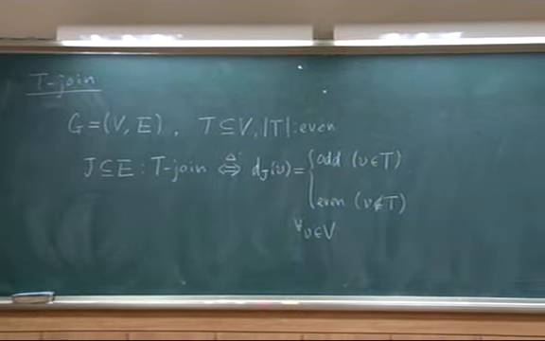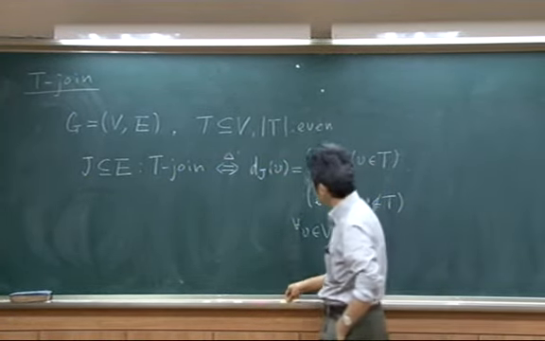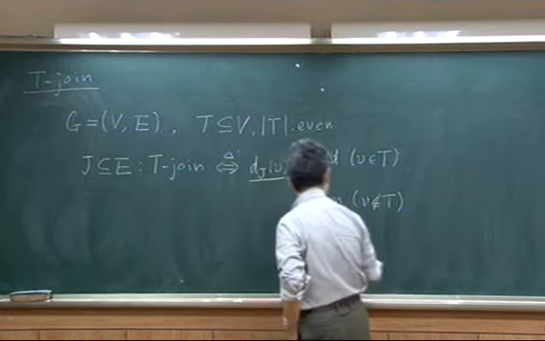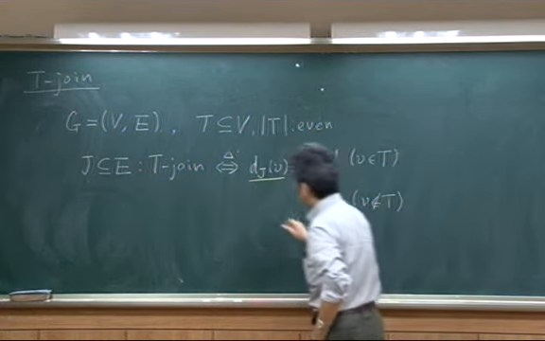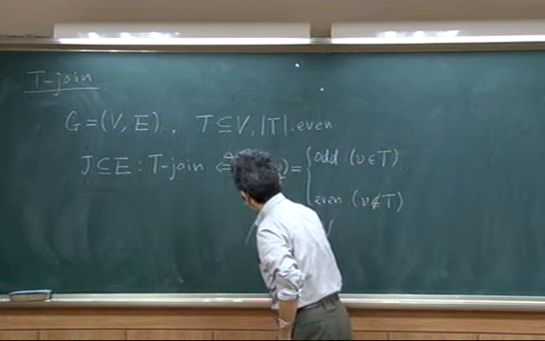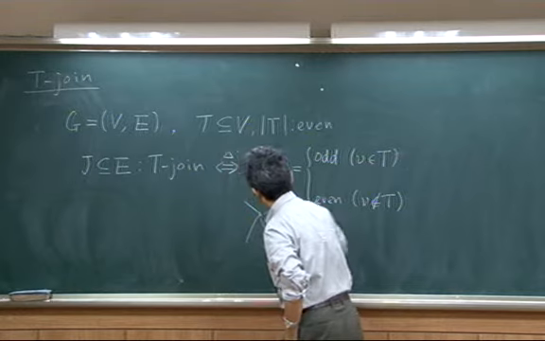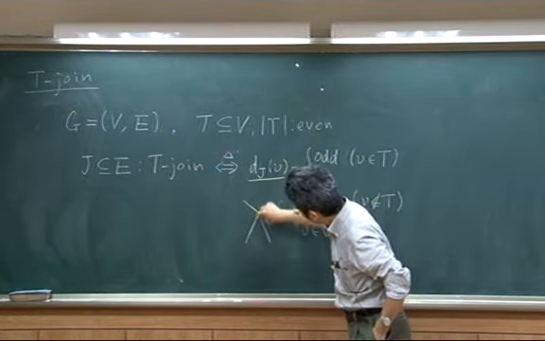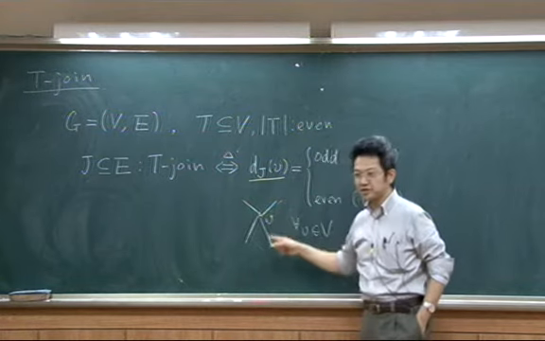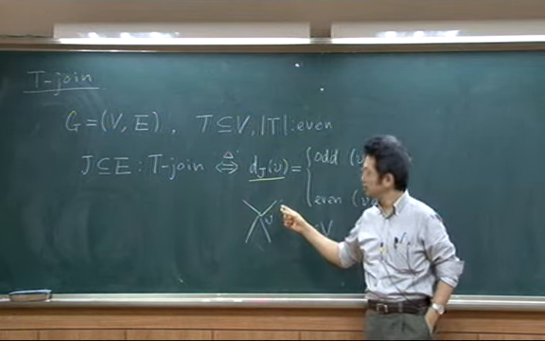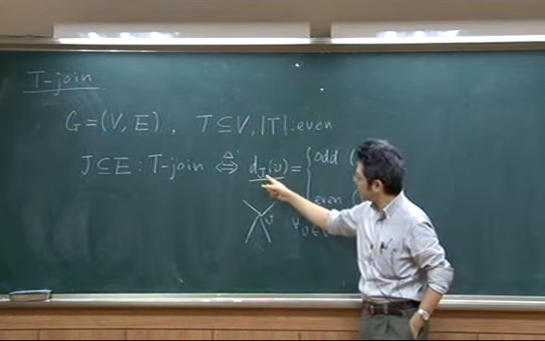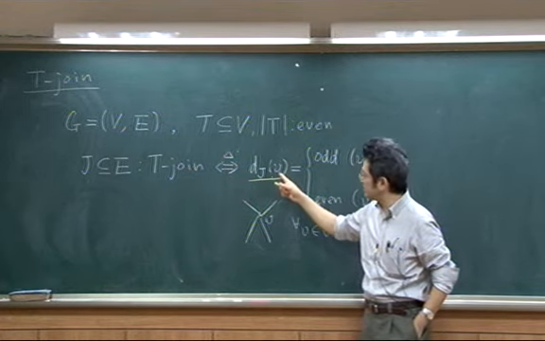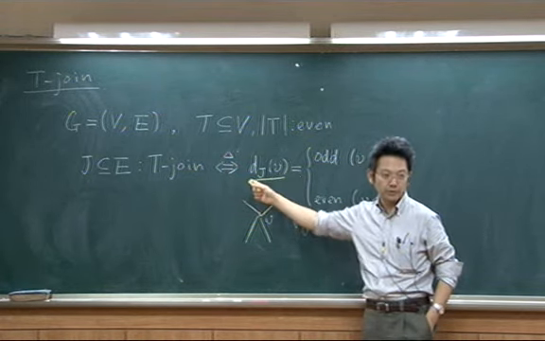Okay? So here I use this notation d_J(v), which means, here's a vertex v, and some of the edges incident to v may be edges in J. So the number of edges in J that are incident to v is denoted that way.